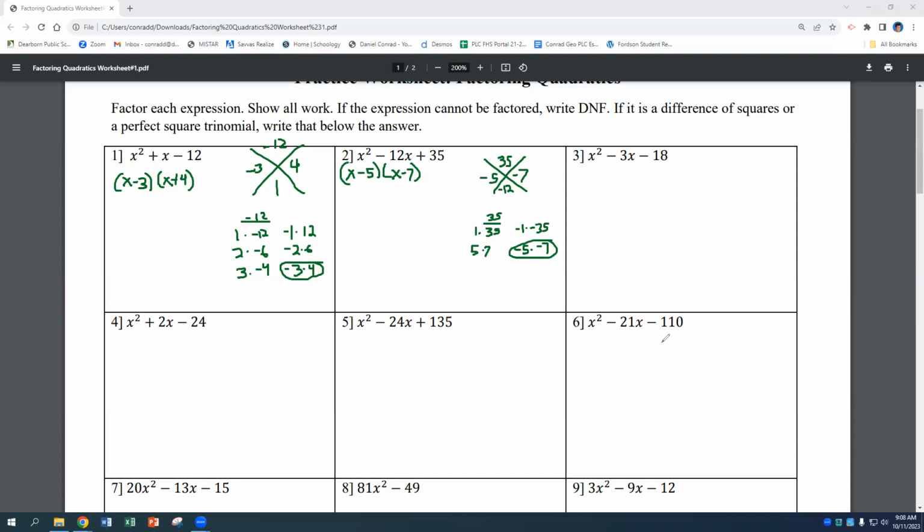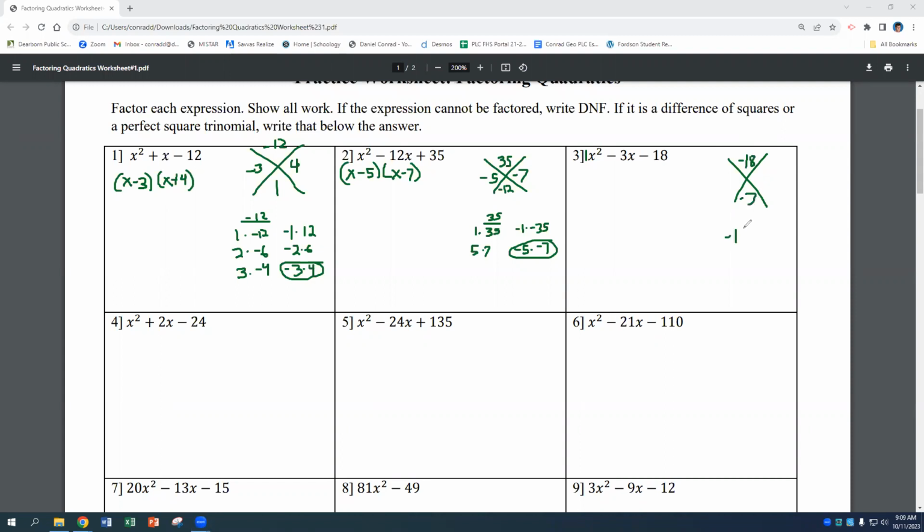Let's just do one more here. Okay, so x method, because the coefficient is 1. We need two numbers that multiply to -18 and add to -3.